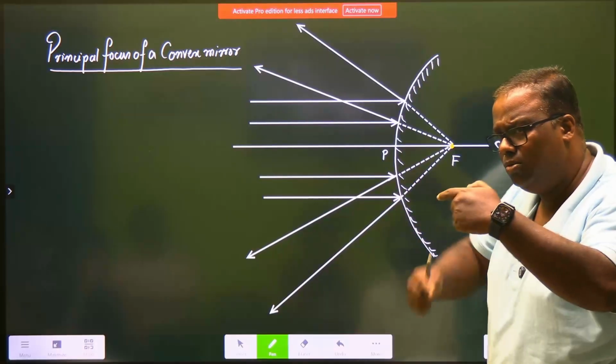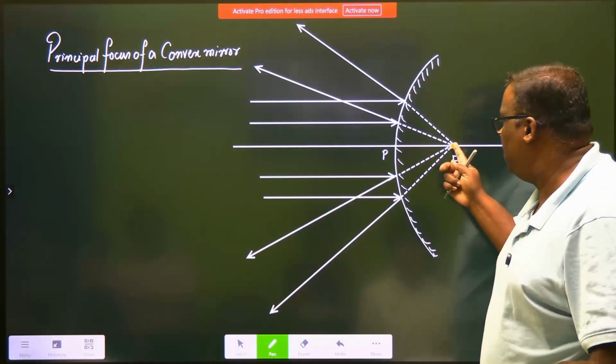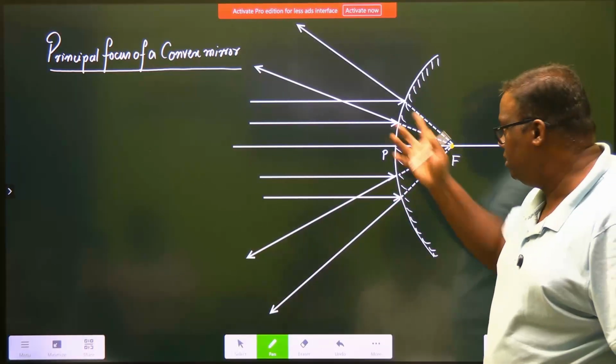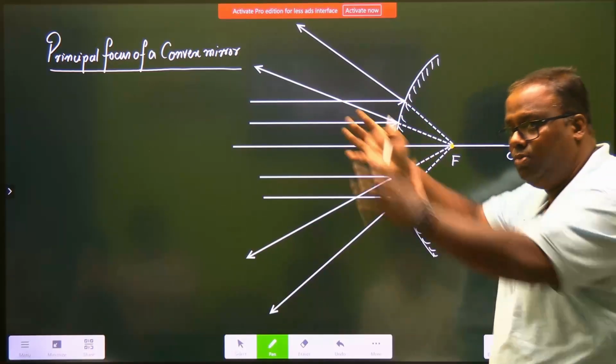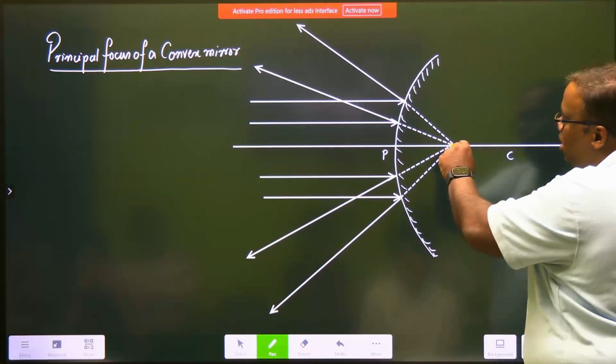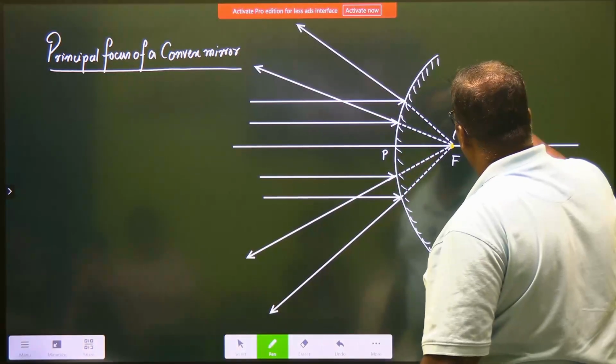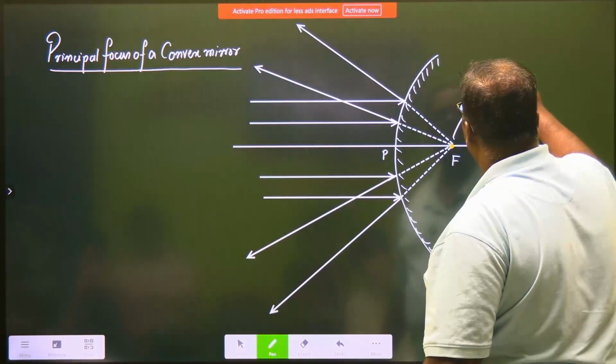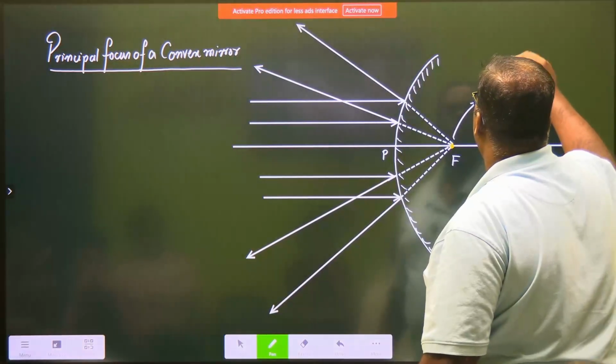That I'll tell you after this. We want to find the point of intersection, which actually did not happen. So we extrapolated and got a point. That's why this focus will always be known as a virtual focus.